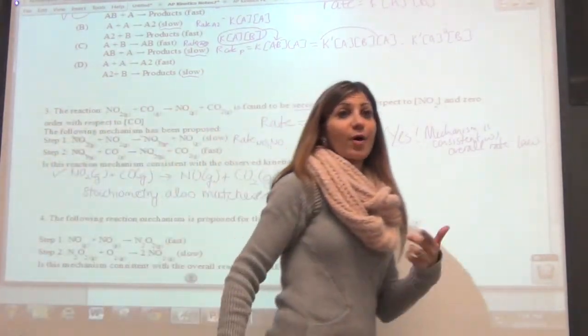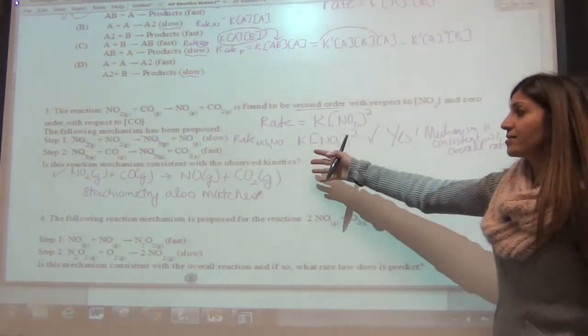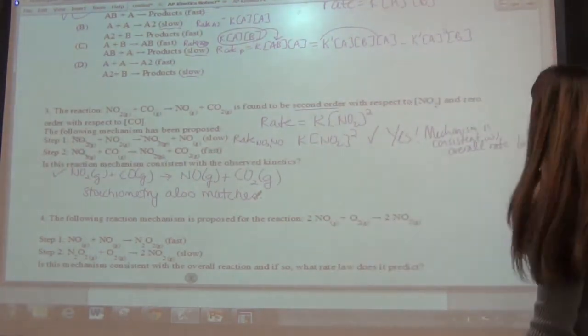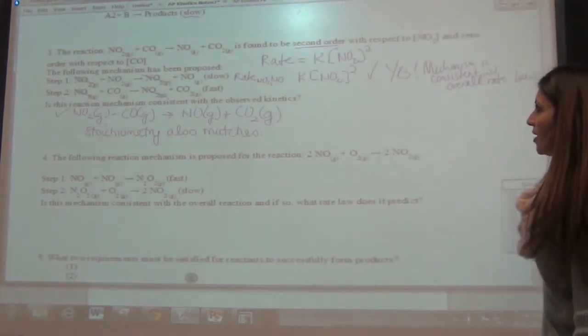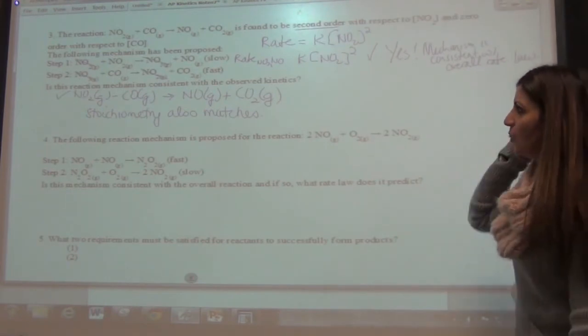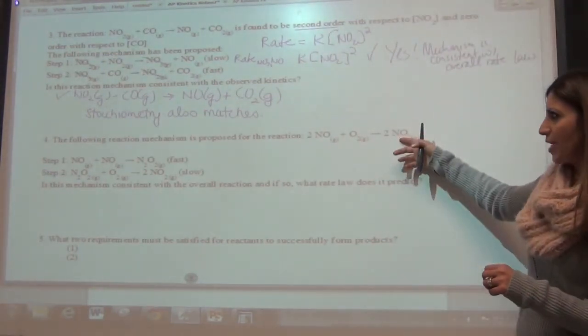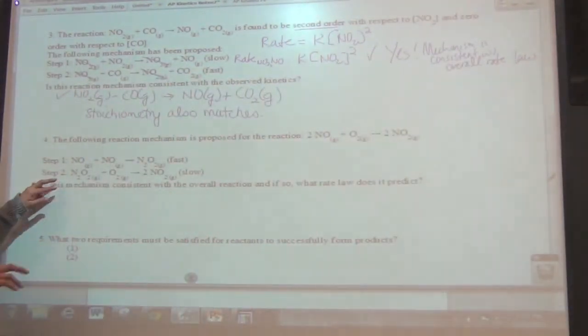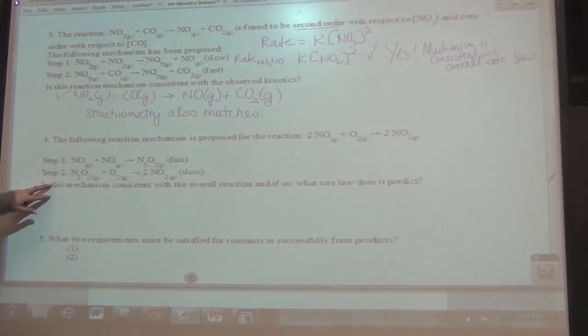Okay. And so when you write a rate law or rate mechanism, you also need to make sure that the stoichiometry works for it as well. All right, and let's take a look at number 4 down here. It says the following reaction mechanism is proposed for this reaction. And so we've got, it says, is the mechanism consistent with the overall reaction? And if so, what rate law does it predict? So the first thing we're going to do is the stoichiometry to make sure that it matches too. So if we do the stoichiometry, what cancels out?